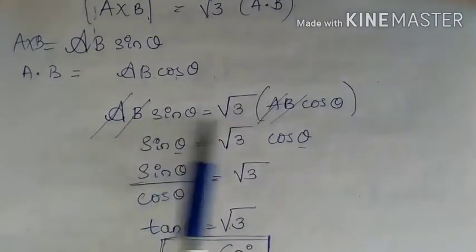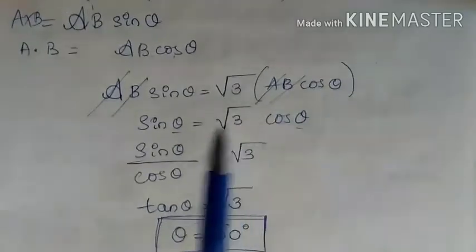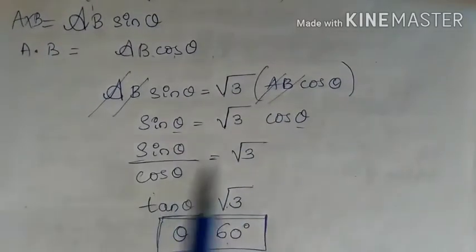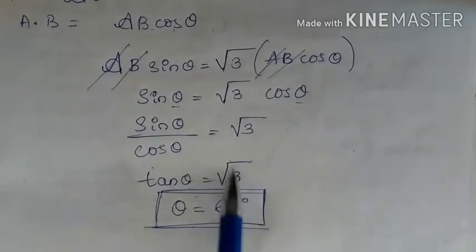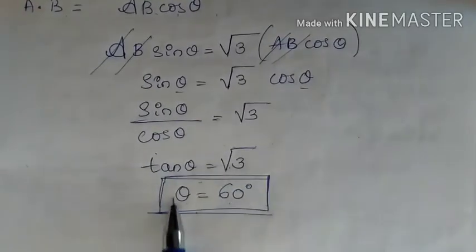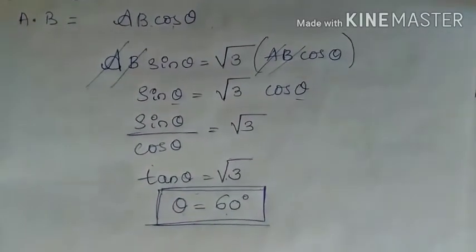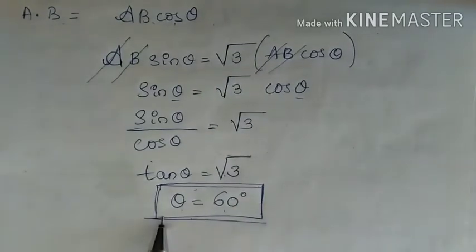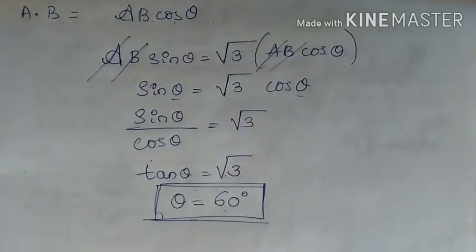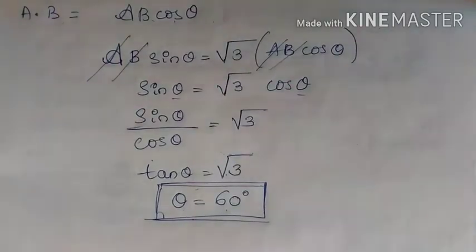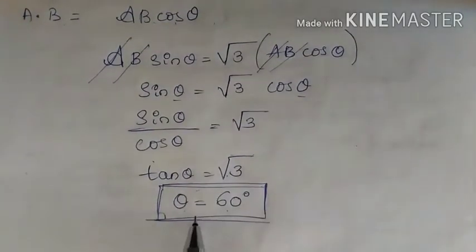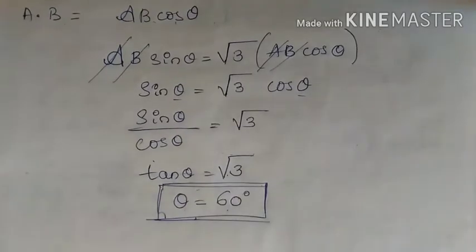Next, sin theta is equal to root 3 cos theta. We know sin theta by cos theta is equal to root 3, so tan theta is equal to root 3. Tan root 3 occurs when theta is 60 degrees. So this I have given in the chart. By heart that chart also, you need to know the values which are there in the chart. So theta is equal to how much? 60 degrees.